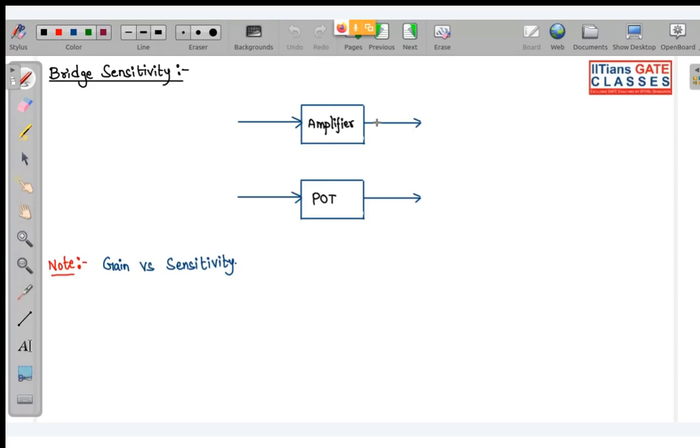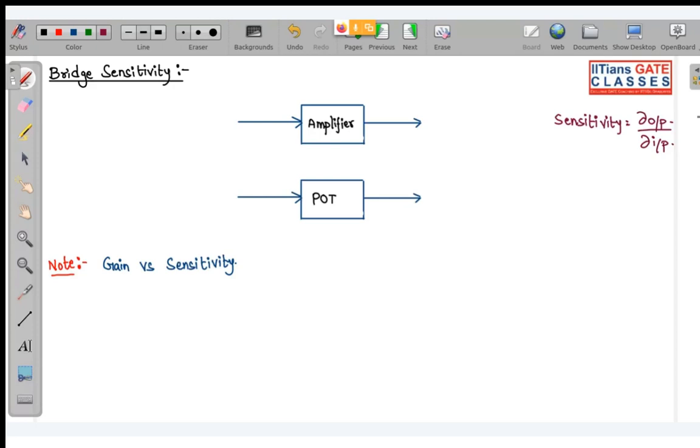So it is the ratio of change in the output of an instrument to the change in the measurement. Basically, sensitivity is equal to the fractional change in output with respect to the fractional change in input. So the reaction, the smallest change for which the bridge responds, is your sensitivity. That is the fractional change in output we get for a fractional change in input.